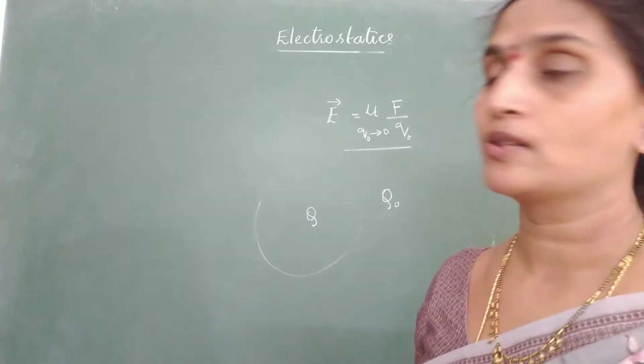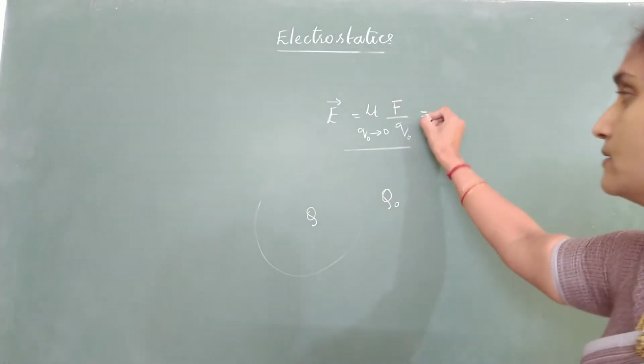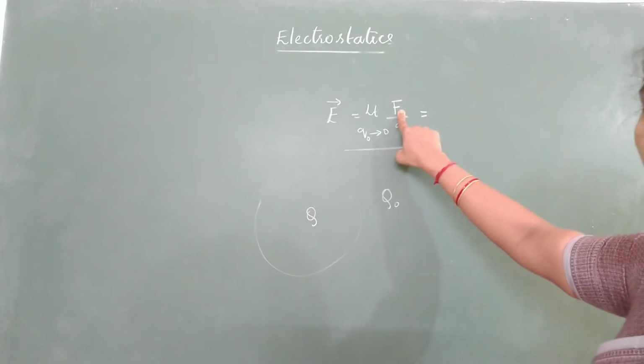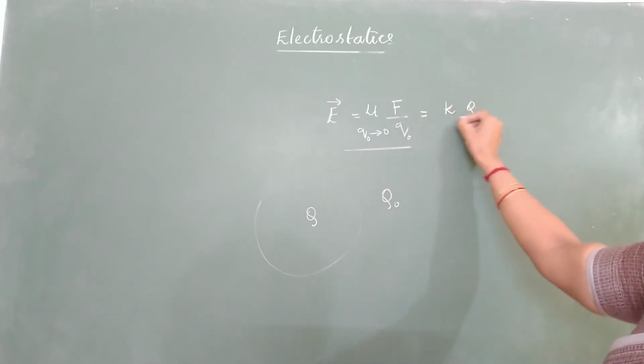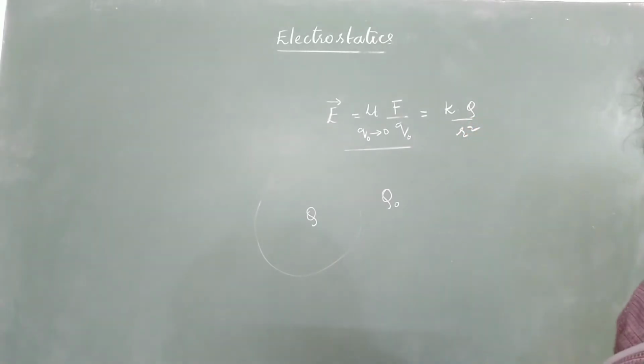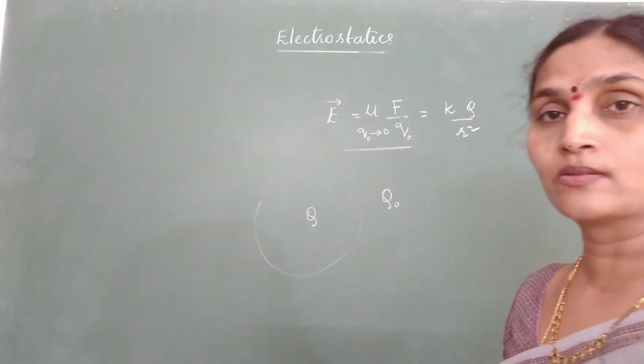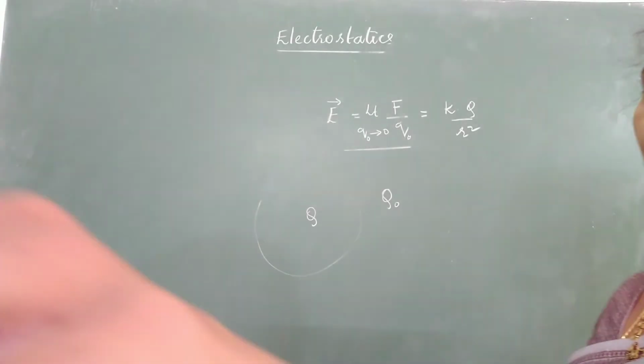Then for a point charge, how do you write this relation for electric field? If you write the force as 1 by 4 pi epsilon naught q1 q2 by r square, we get the field as 1 by 4 pi epsilon naught q divided by r square. So field is obeying an inverse square relation. Related to electric fields, let us see how the numericals will be given.